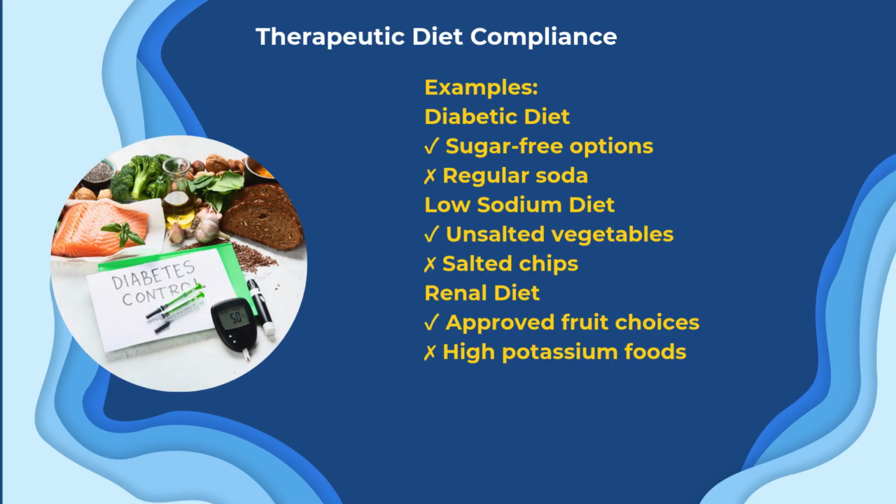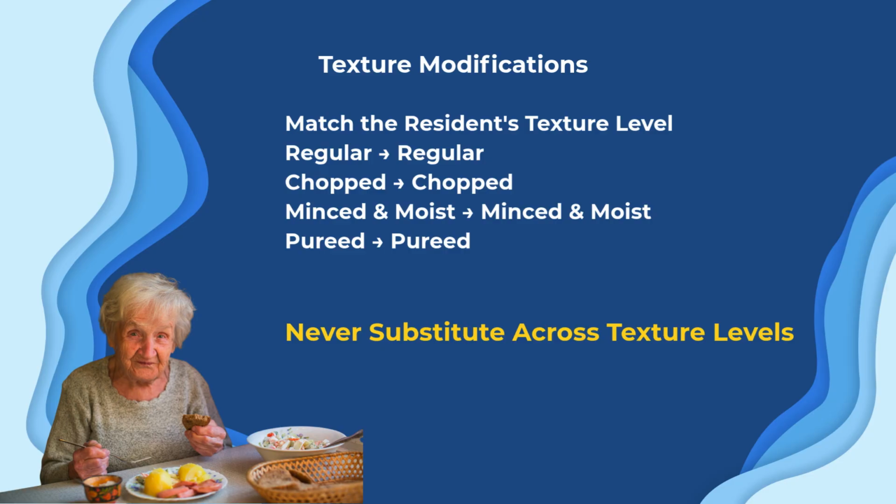A substitution must never violate a physician's diet order. Before serving an alternate item, verify that it complies with the resident's prescribed therapeutic diet. Texture compliance is critical for residents with swallowing difficulties. A resident on a pureed diet should never receive regular texture foods, even if they request them, unless their diet order has officially changed.